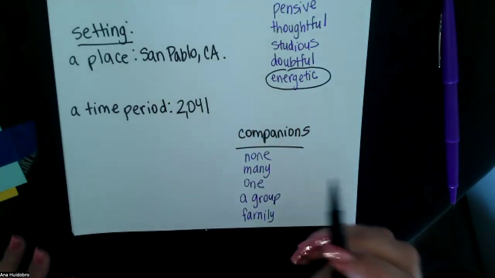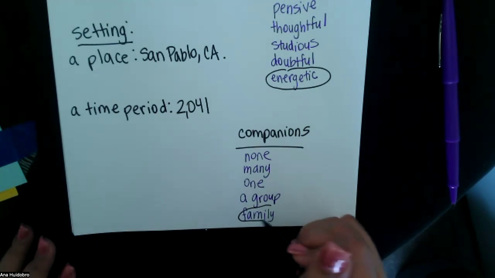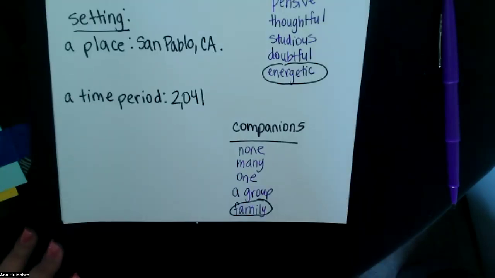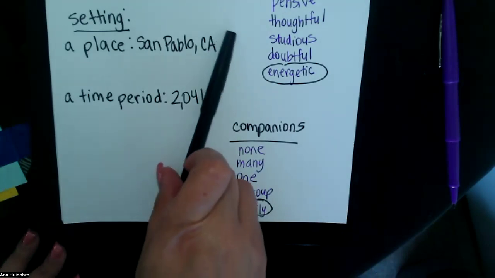Okay. So my character, I would say she really just has her family. She just has her parents, and that's it. Everything else is through the computer. So she's not very close in person to many people. So go ahead and share about your character.